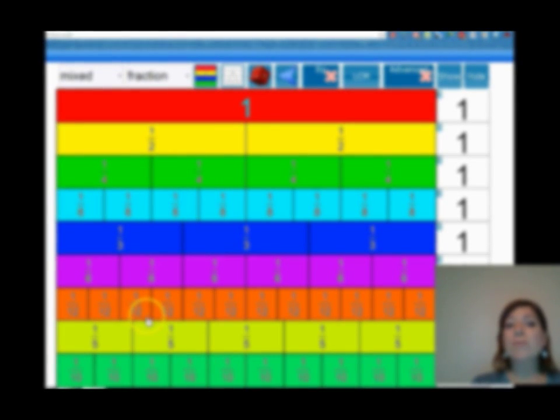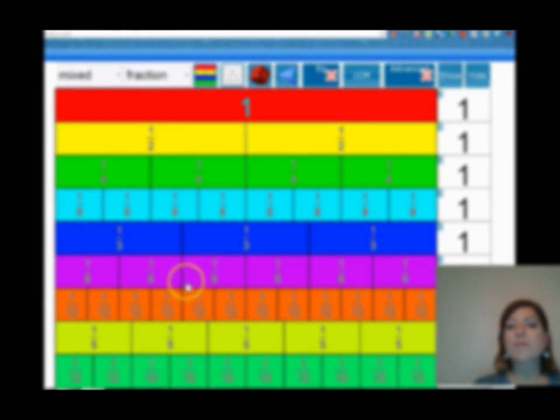How many 12ths will make up 1/2? 1/12, 2/12, 3/12, 4/12, 5/12, and 6/12.